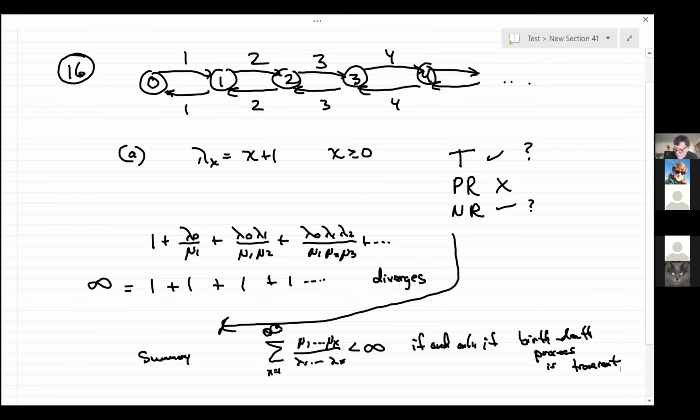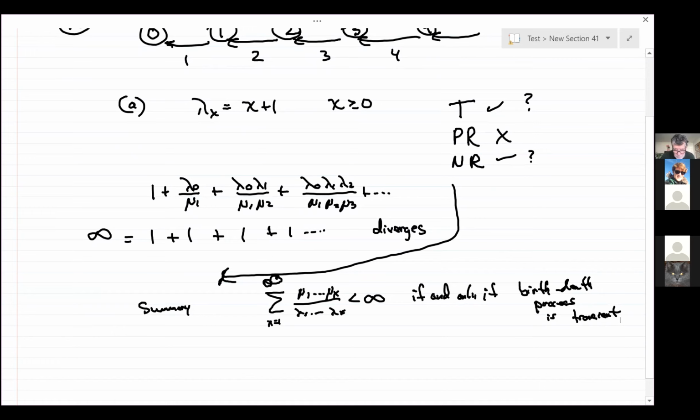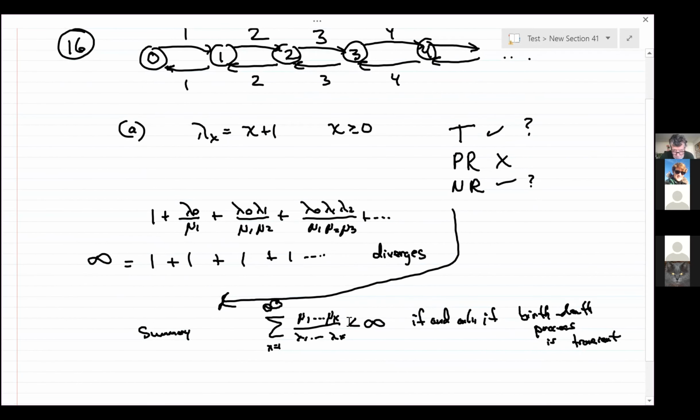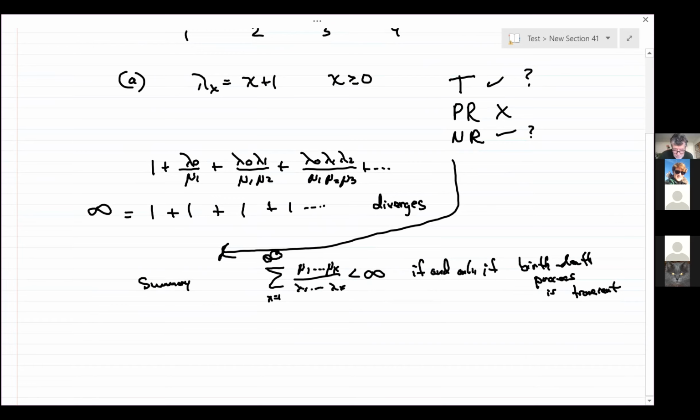Okay, so let's see. I think that's the key thing. We need to complete this. So what would it look like in this case? Let's make sure we got this right. When you start with x equal to 1, you would have just mu1 over lambda 1. And when x is 2, it would be mu1, mu2 over lambda 1, lambda 2, and so forth.